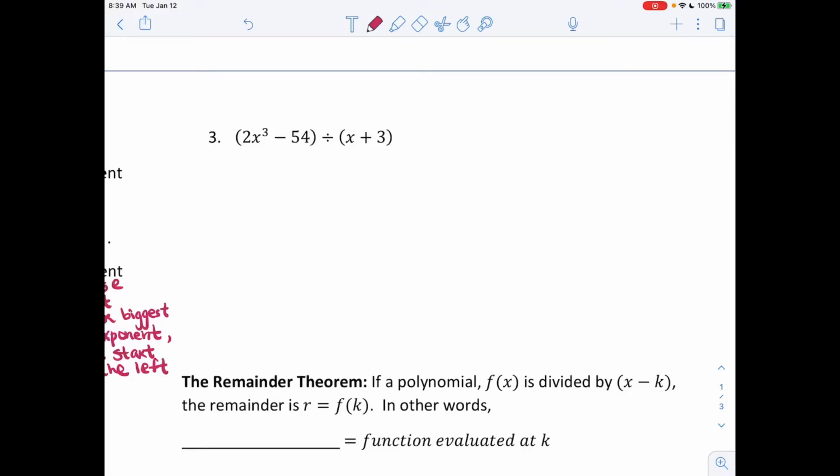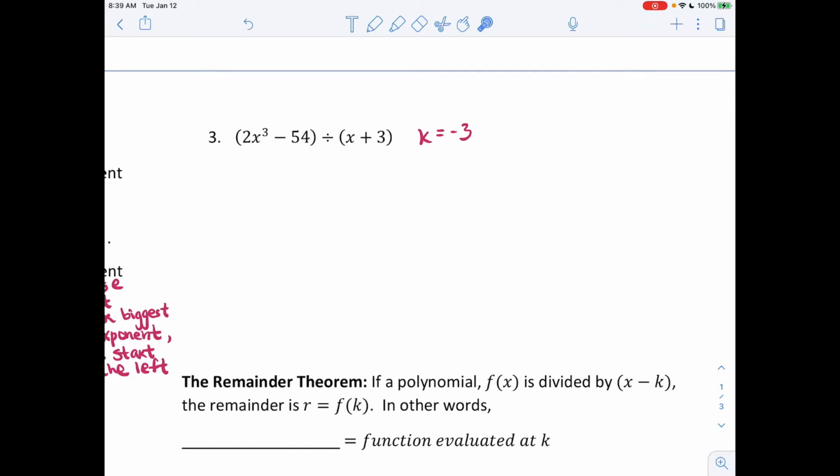Let's try one more example. I'm going to identify my k value as -3. And as I look across here, I see an x to the third power, but then I jump all the way to my constant. I don't have an x squared or an x.